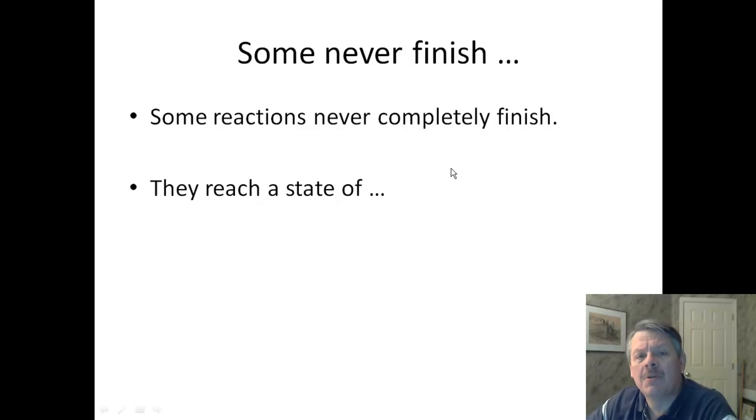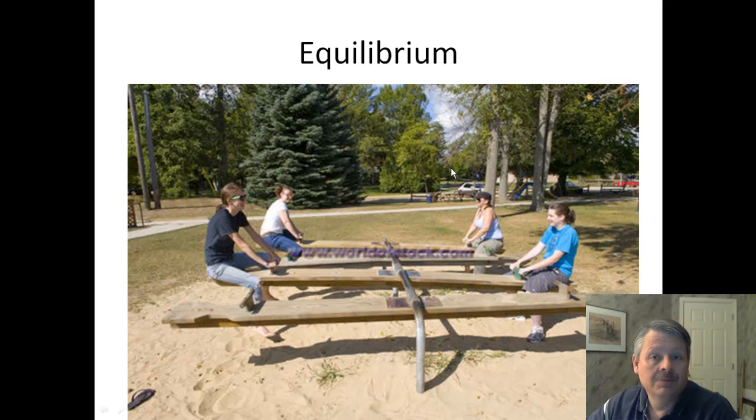Some reactions, however, never finish. They go part way, and then they don't go any further, and they reach this state of equilibrium that we talked about. If we look at equilibrium, the concept here is we look at these people, and they're pretty much equally balanced on top of this seesaw, teeter-totter, whatever you want to call it. As a result, the thing stays pretty level. So it is balanced. That's what equilibrium is all about. It's all about a state of balance, where the reaction is not going in one direction or the other.